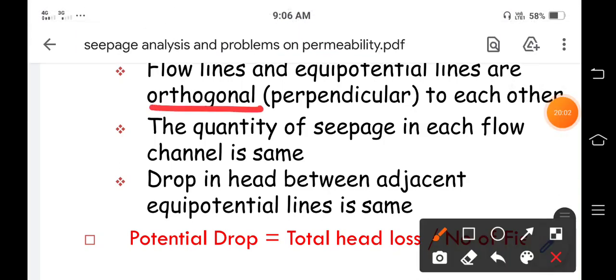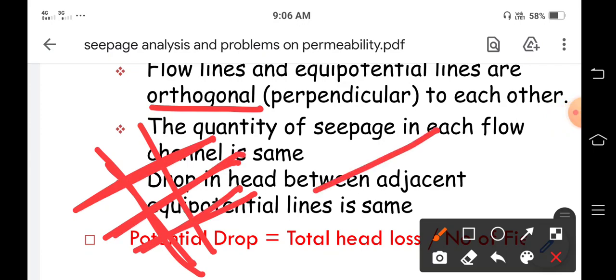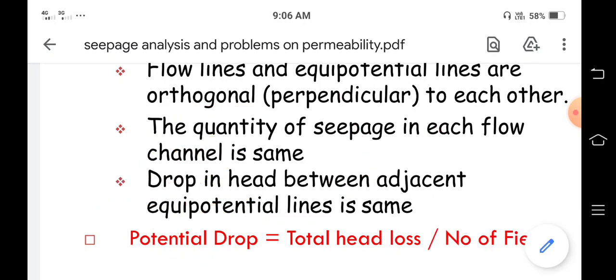These are orthogonal or perpendicular to each other, because while drawing we know that these are the flow lines and these are the equipotential lines, exactly orthogonal or perpendicular, because this is one flow and this is equipotential. So these are perpendicular to each other.